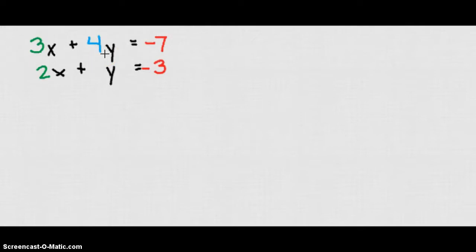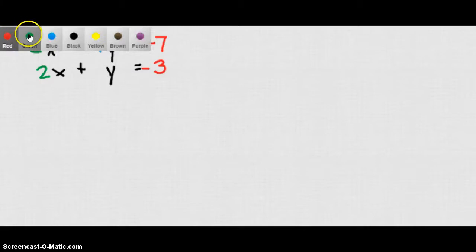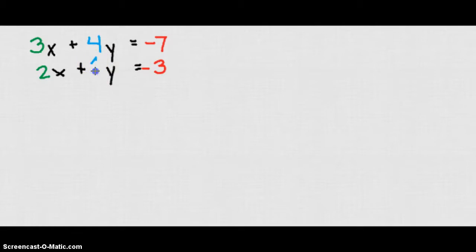Alright, so let's take a look at these two equations. 3x plus 4y equals negative 7, and 2x plus y equals negative 3. I've color-coded them so that when we put them into the determinants, you can kind of see where I'm putting what values. First of all, notice that y doesn't have a coefficient associated with it. Since there's only one y there, we can kind of assume this coefficient to be 1.